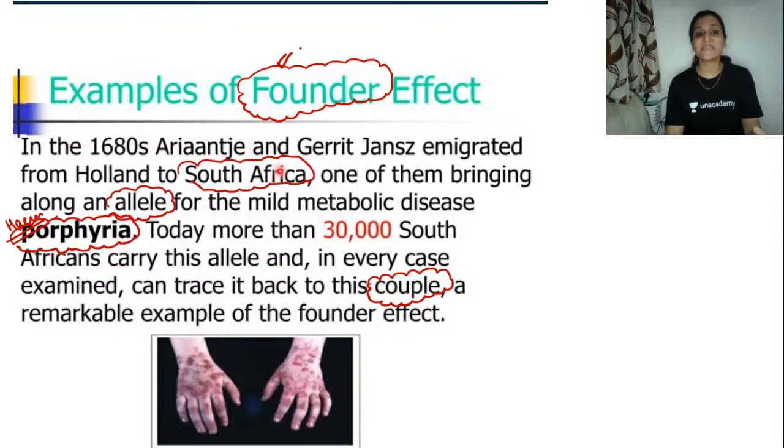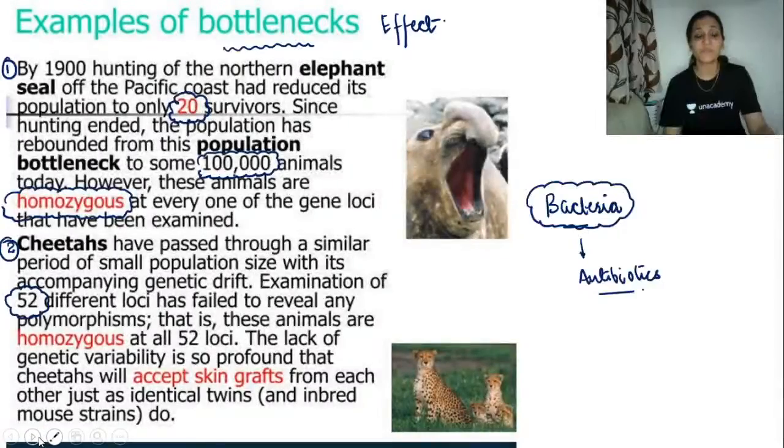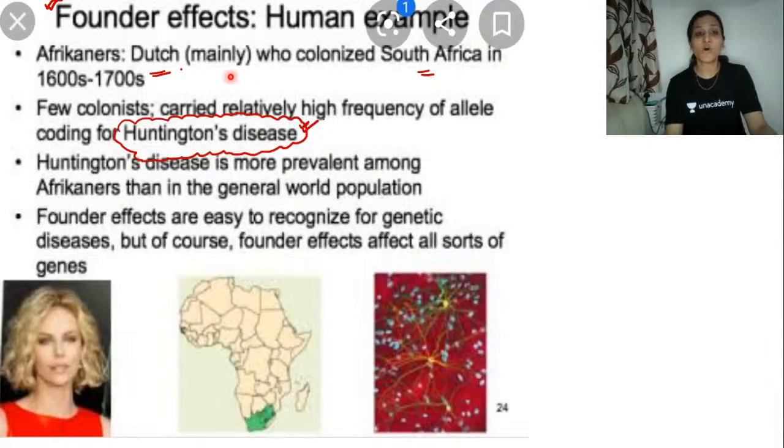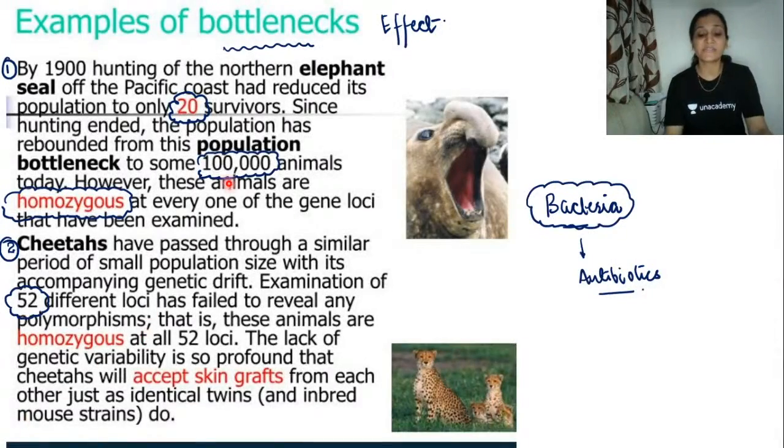Then there is this example of founder effect for the porphyrias. They are related to heme metabolism. A couple dates back to the 1680s, and they are responsible for 30,000 people having porphyria in today's time as well. Then another example of founder effect is Huntington disease. This also dates back to the 1600s and 1700s. It is a kind of dementia, Huntington's defect.